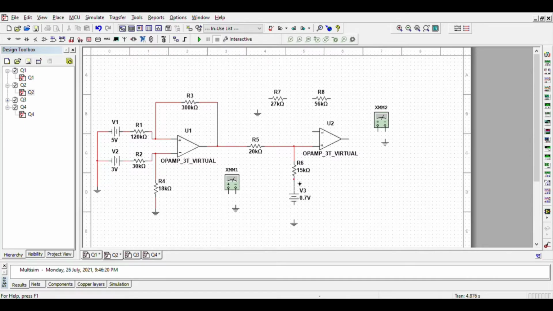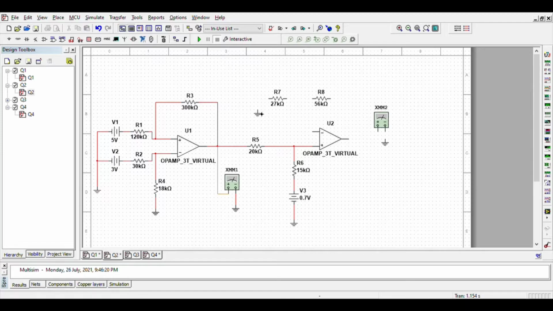Same as R4, it is connected to ground. Then, to know the value of V01, we need to use a multimeter, so I will connect it to here, and then the negative we connect to ground.